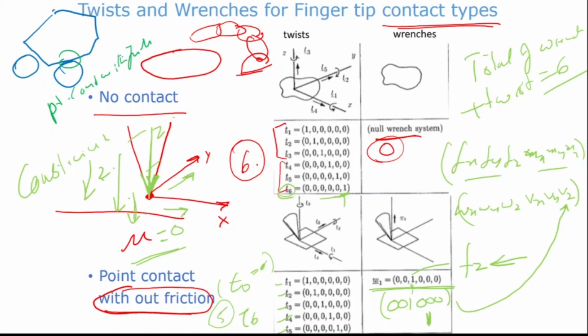Now if it is point contact without friction, it can apply one force only, that's the normal force. So this is what determines how many forces and moments can be applied, and that depends on the contact condition. So the final resultant motion of the object would depend on the forces and moments being applied by the multiple robots which are pushing it or capturing it or doing whatever.